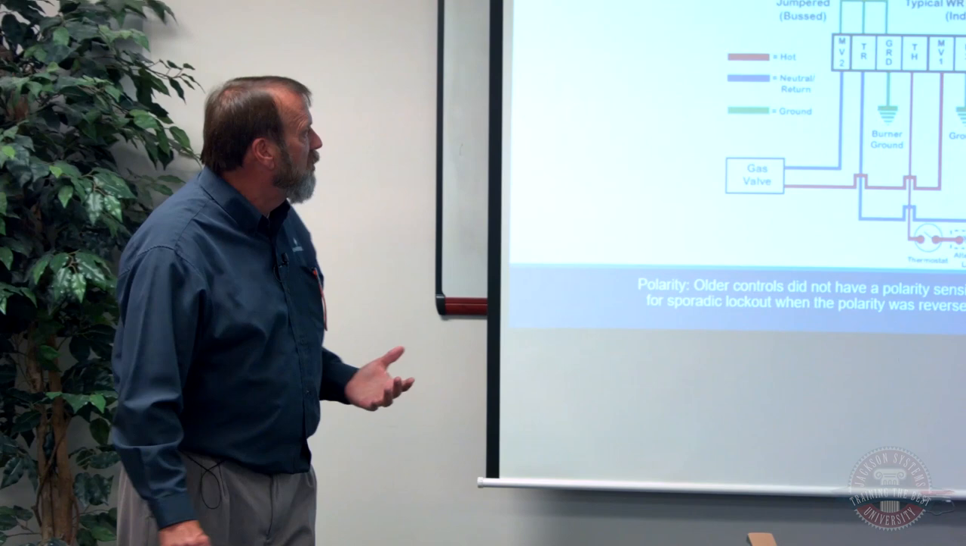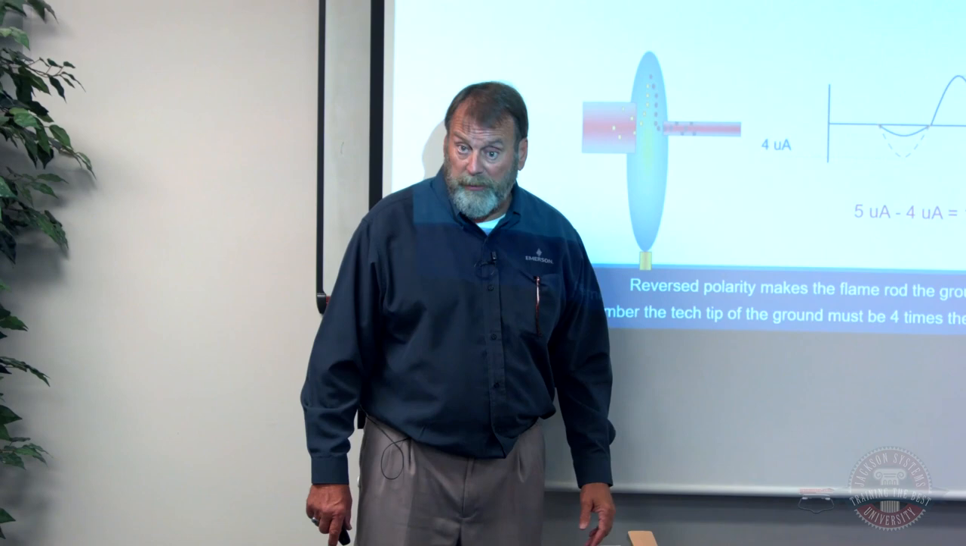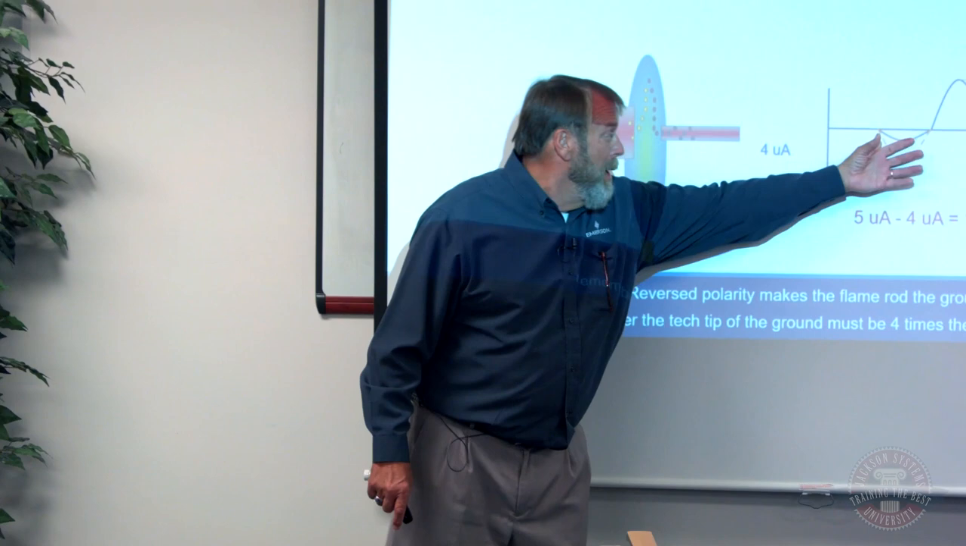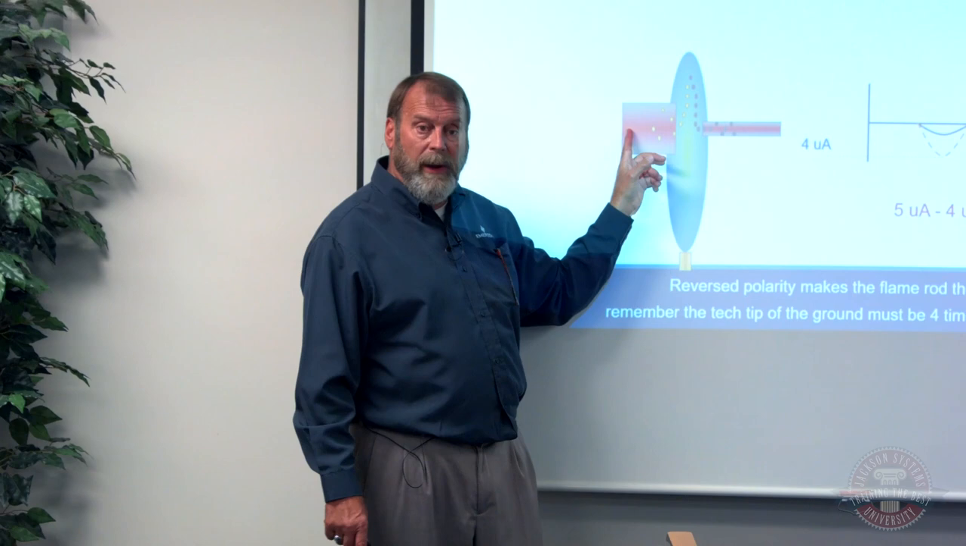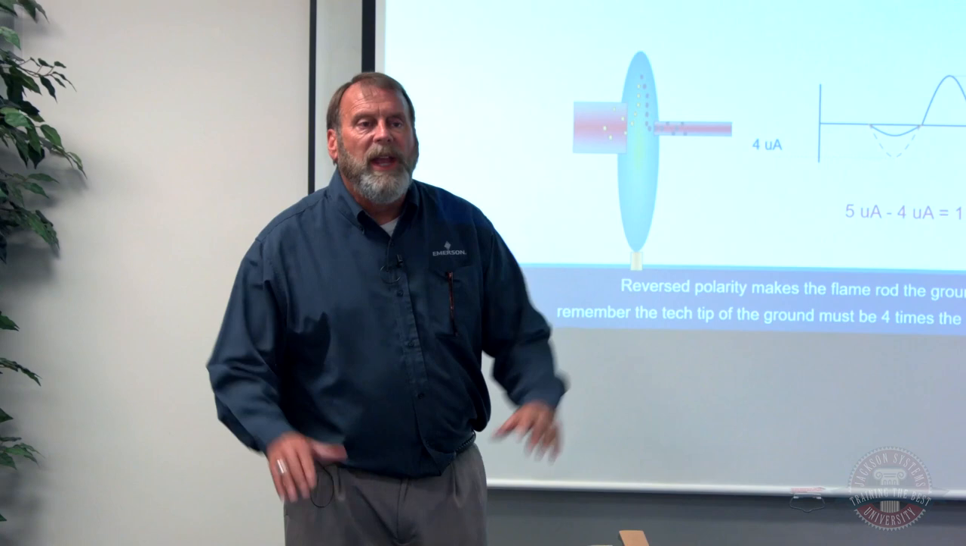Ground, flame rod, 100 volts, right? If I have it properly polarized, you got 100 volts coming in to your flame probe, you jump through the flame, you find ground. You're going to have 5 on the plus, 4 on the minus. Remember, you need a huge ground area, you got a small probe.